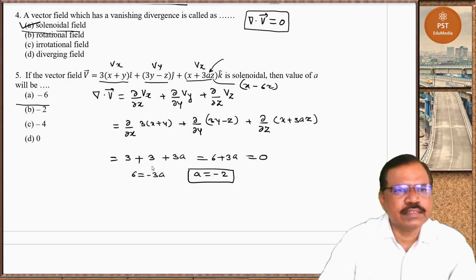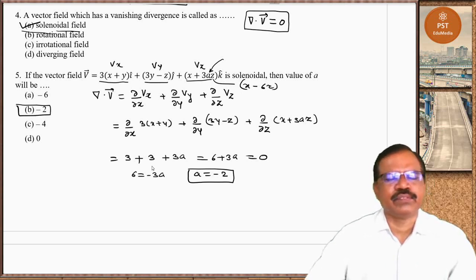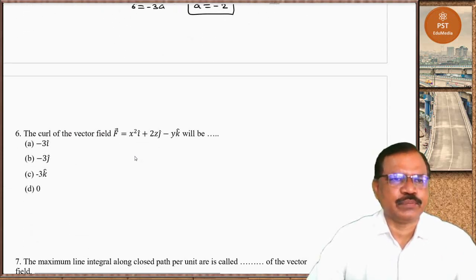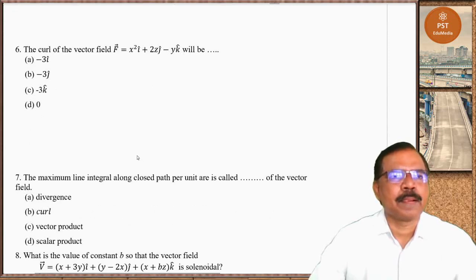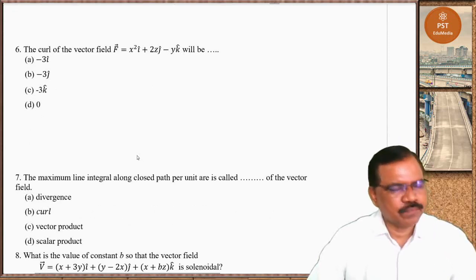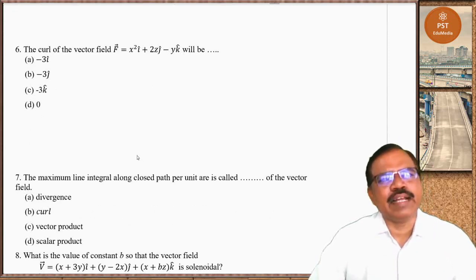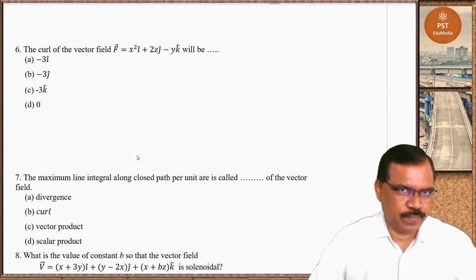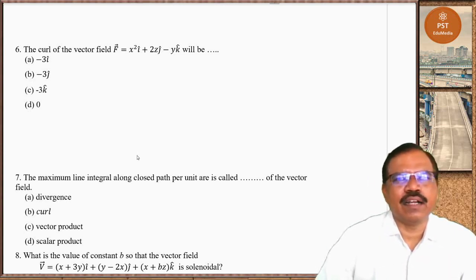So here the second one is correct. Second one. So you will get questions like this. Now next one. The curl of a vector f is equal to x square i plus 2zy minus y k. Now we know what is curl.